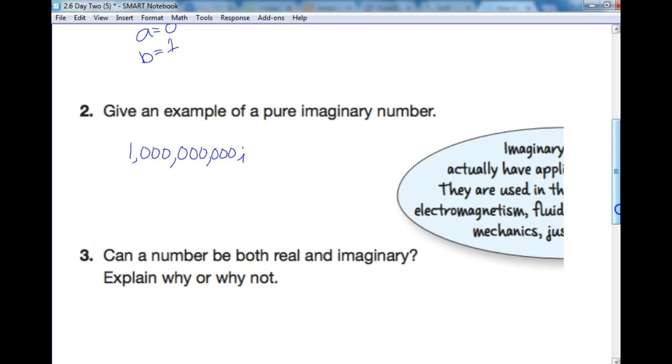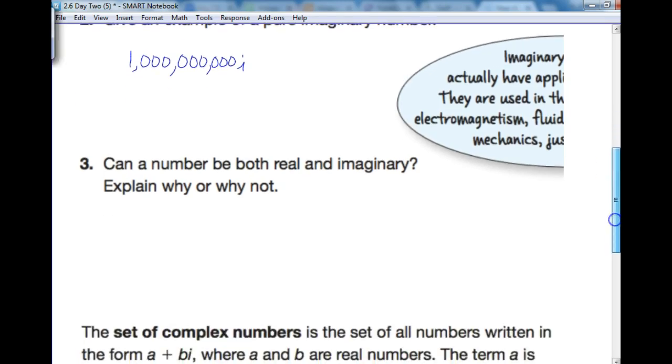Okay? Question of the day is, can a number, and I want to clarify, they're talking about a complex number, a plus bi, can a complex number be both a real number and an imaginary number? Is that possible? Cole says no. Why not, Cole?